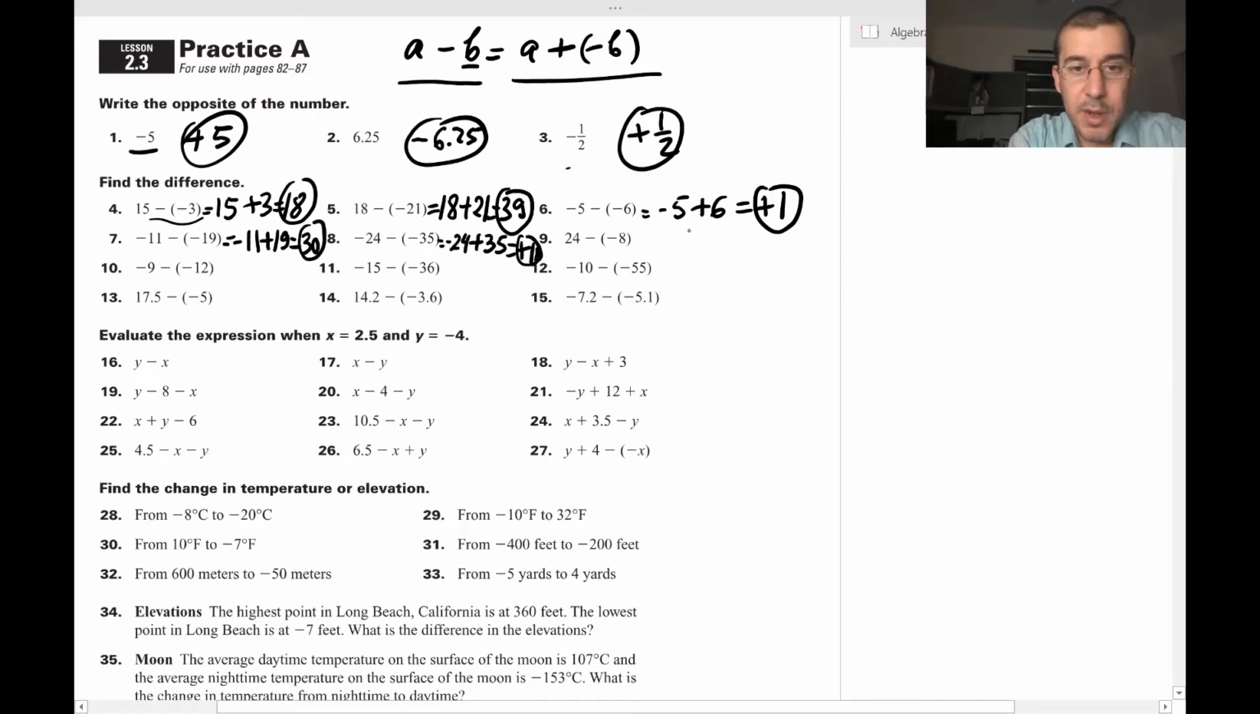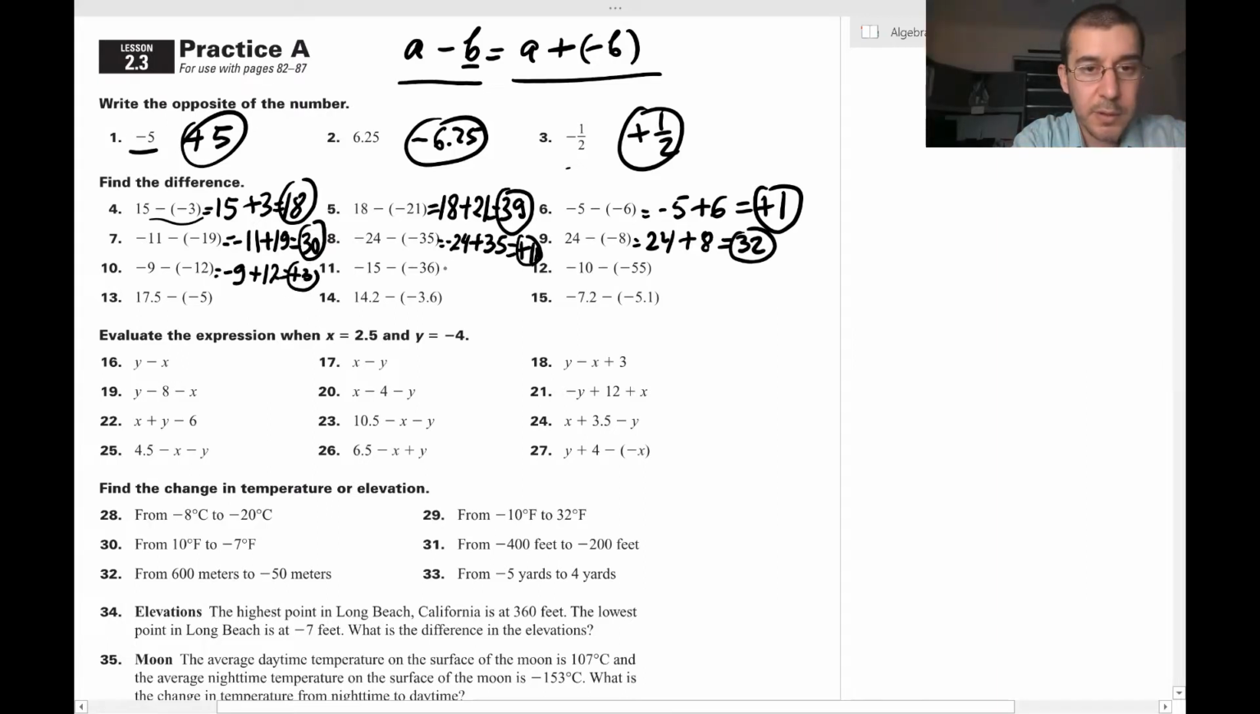Next one, number 9, this is 24, and then we have two minus signs, that's plus 8, so this is 32. Number 10, we have minus 9, two minus signs, that's plus 12. 12 is greater than 9, so plus, and 12 minus 9 is 3, plus 3.